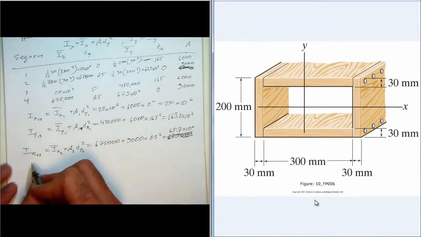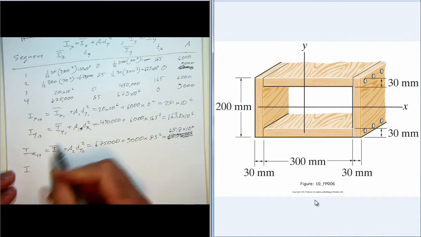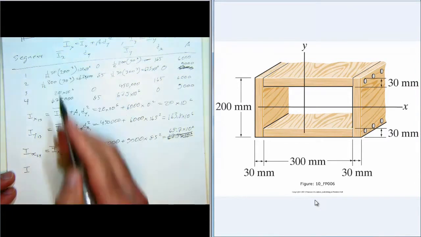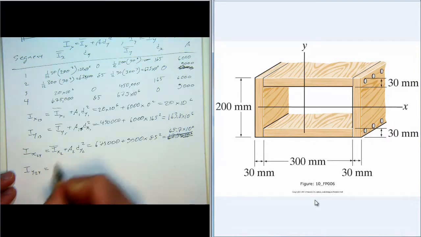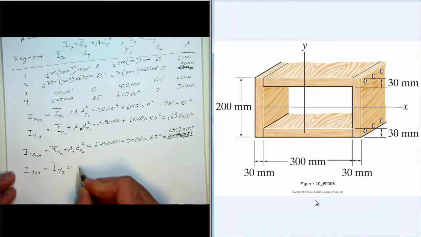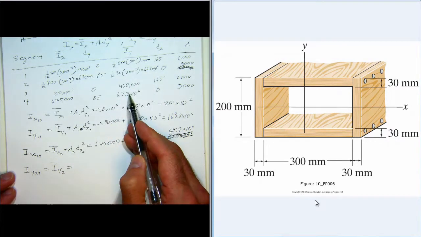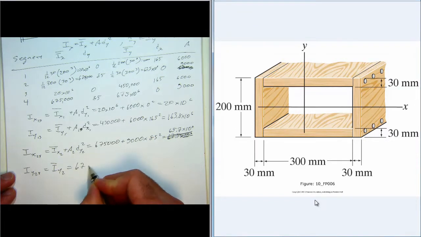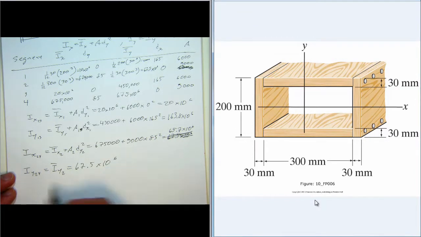And then we'll again use the parallel axis theorem to get the moment of inertia for segments 2 and 4 about the reference y-axis. And we can see it's not moved any in the x direction, so that's just I bar y2, which is 67.5 times 10 to the 6th. And so Ix is 2 Ix13 plus 2 Ix24, because we have two of them.